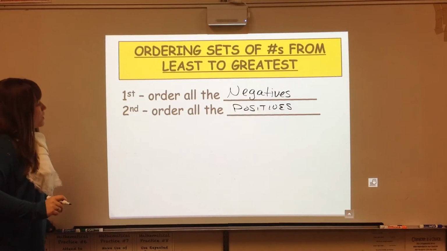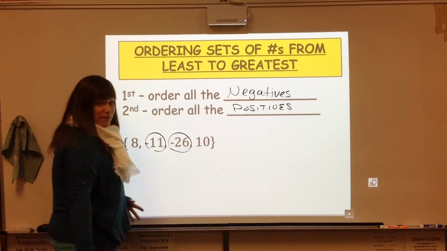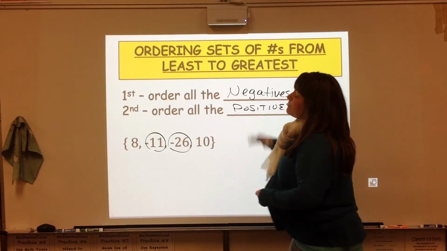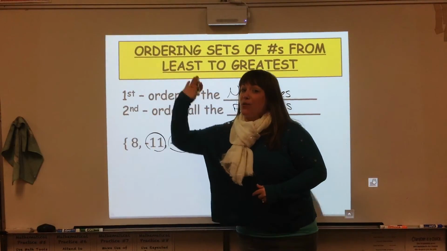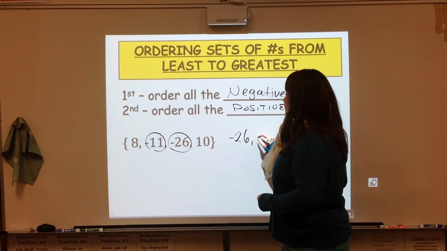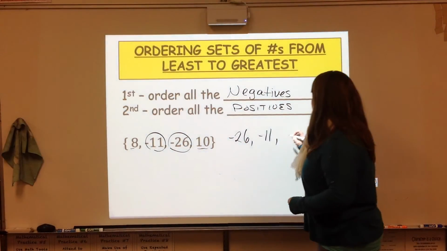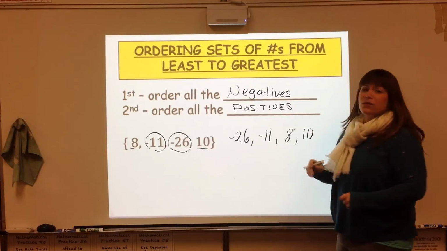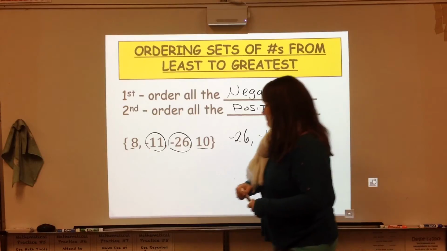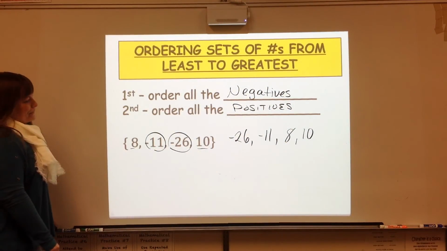So we have 2 examples here. First one, we start out with 4 numbers. I'm going to circle my 2 negative numbers and then order those. Then I'm going to move on to the positive ones. So I know that the further away from 0 I am, the smaller the number is. So the larger digit, 26, is the smaller number. And then negative 11 comes. And then I have the 8 and the 10. That's easier for me to order. The 8 comes before the 10. And that is our answer. You can just list them out with commas. You don't need the braces.